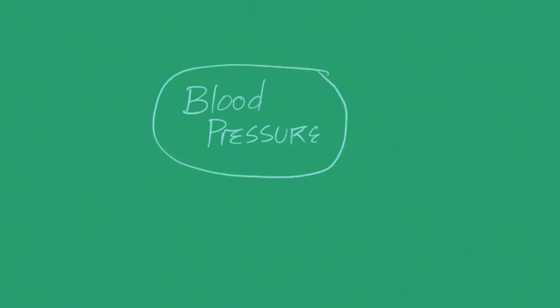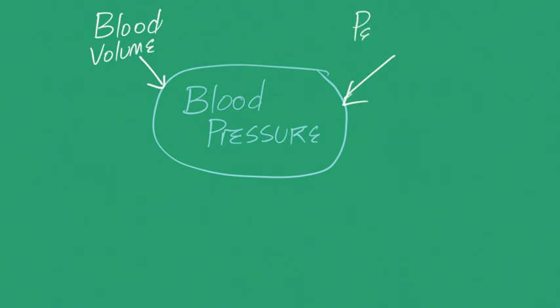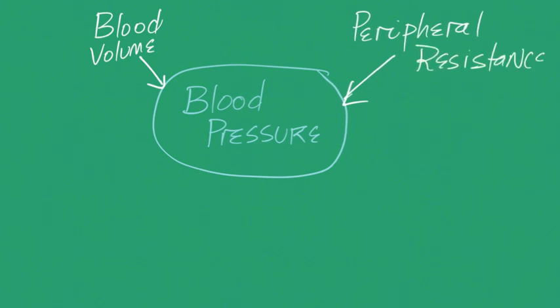Now that we have learned about resistance, let's apply that to blood pressure. There are two main factors that affect blood pressure. They are blood volume and peripheral resistance. When blood volume increases, blood pressure increases as well. So the more blood you have, the greater the pressure. When peripheral resistance increases, it also increases blood pressure.